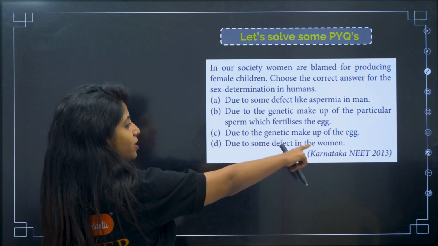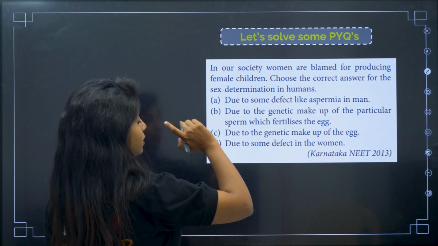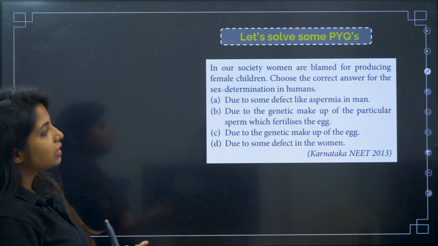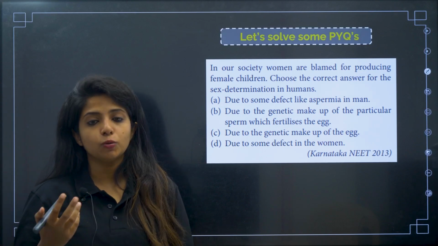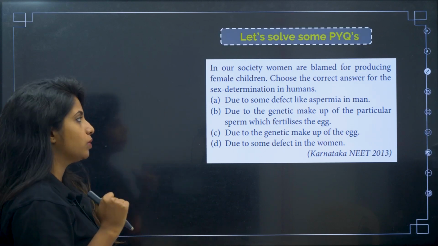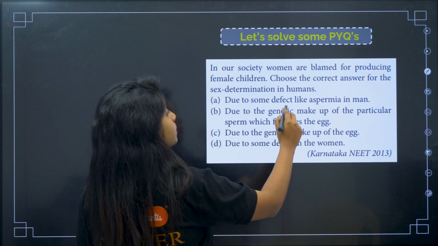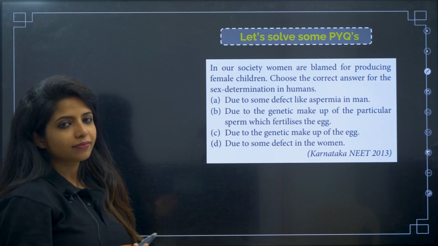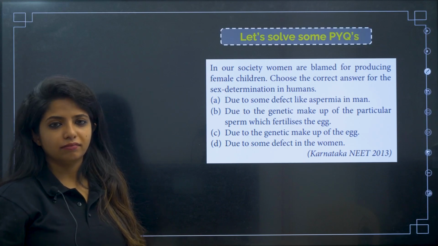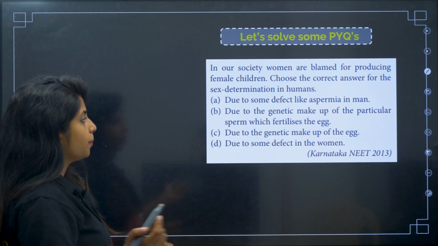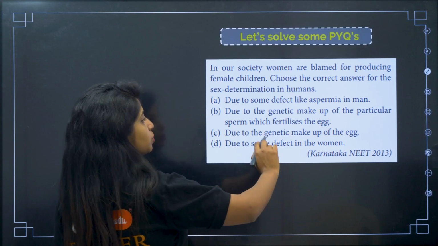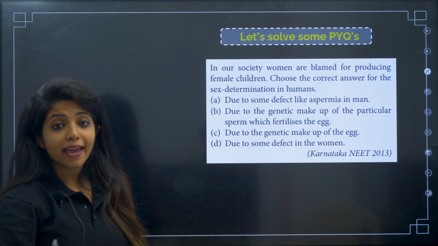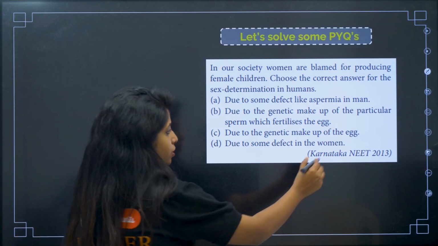Yeah. So in our society, in NEET 2013 it came, okay. In our society, women are blamed for producing female children. Choose the correct answer for the sex determination in humans. What is the correct way of sex determination in humans? Due to some defect like aspermia in man. Okay, aspermia as in there is no sperms being produced. Due to genetic makeup of the particular sperm which fertilizes the egg. Due to genetic makeup of the egg, but the egg just has X chromosome, so this is wrong.